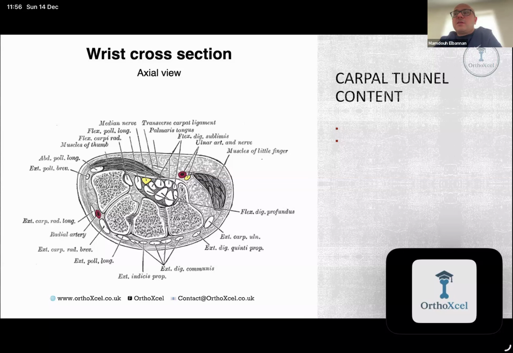What's the significance? When you do a carpal tunnel release, again, you have to keep in mind the abnormal presentation of the median nerve in terms of the recurrent motor branch.